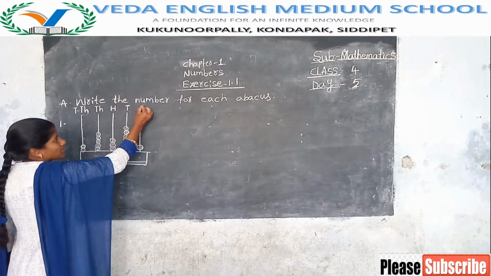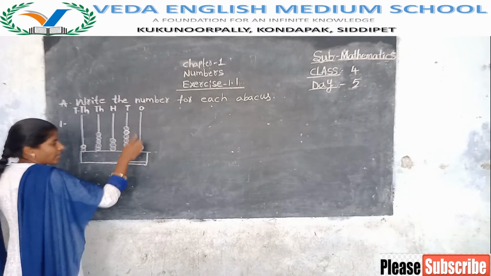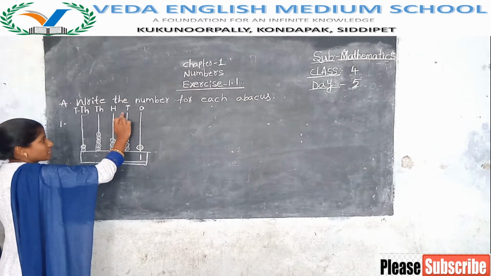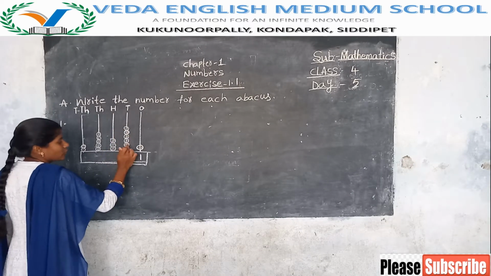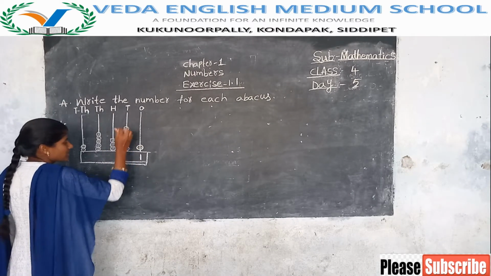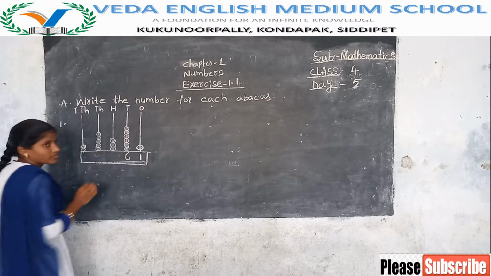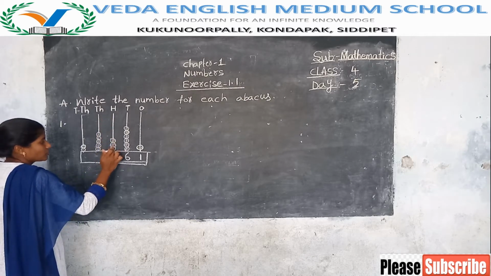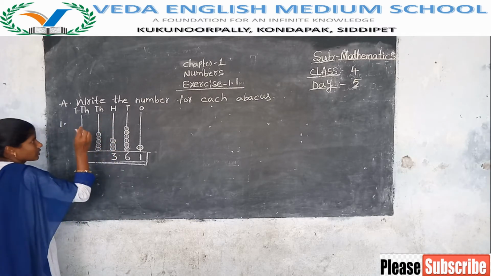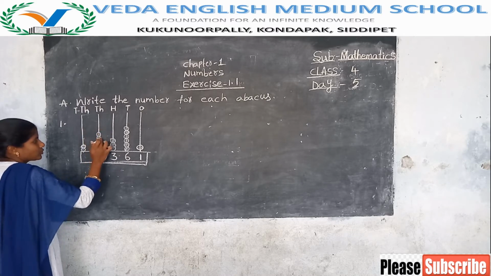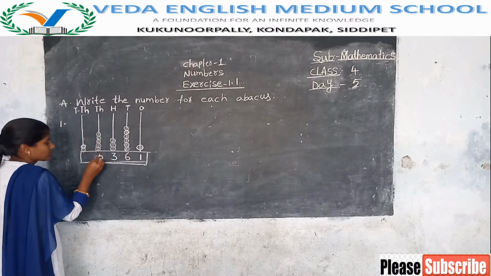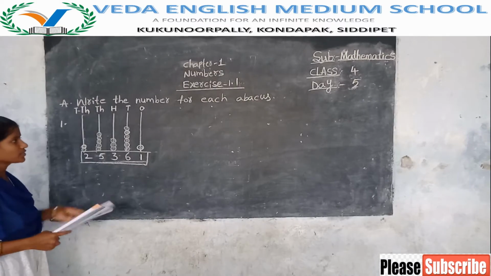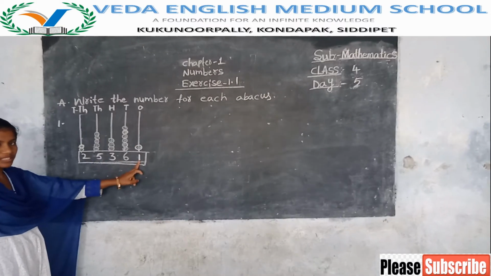Now check the ones place. How many beads are there in ones place? 1. So you have to write here 1. Now come to the tens place. Count how many beads are there: 1, 2, 3, 4, 5, 6. You have to write here 6. Now come to the hundreds place. How many beads? 1, 2, 3. Now thousands: 1, 2, 3, 4, 5. Now 10,000s place. We have 2 beads. Like this, you have to count these beads and write in this box.